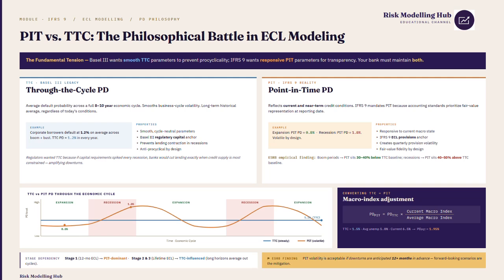Not in today's video, but in the upcoming videos I've definitely planned it. So first I want you to understand the theoretical portion, what the connections are and what exactly we are trying to understand in this, and then we'll see it through examples. So don't worry about that. PIT volatility is acceptable if downturns are anticipated 12 plus months in advance. Forward-looking scenarios are the mitigation.